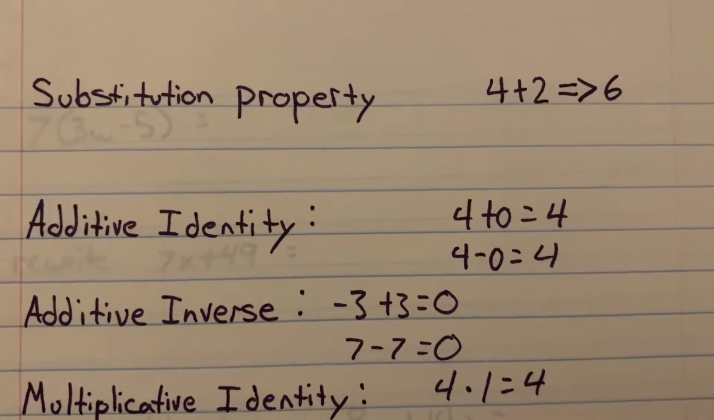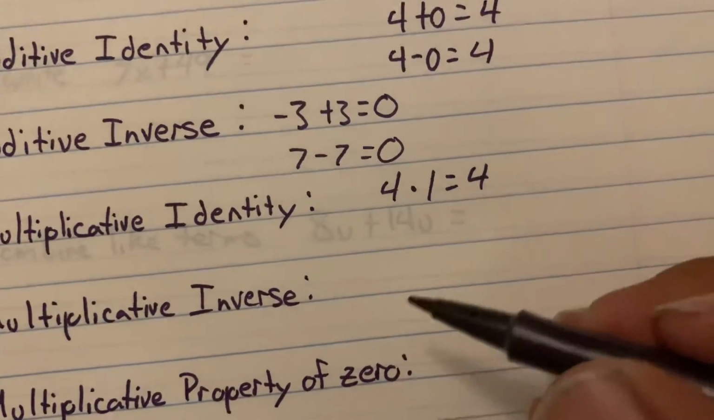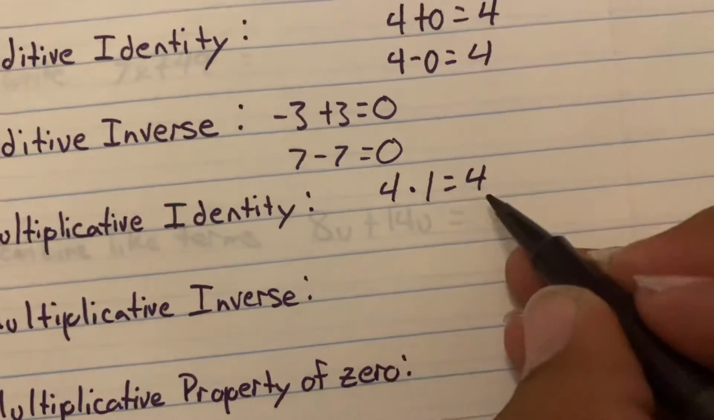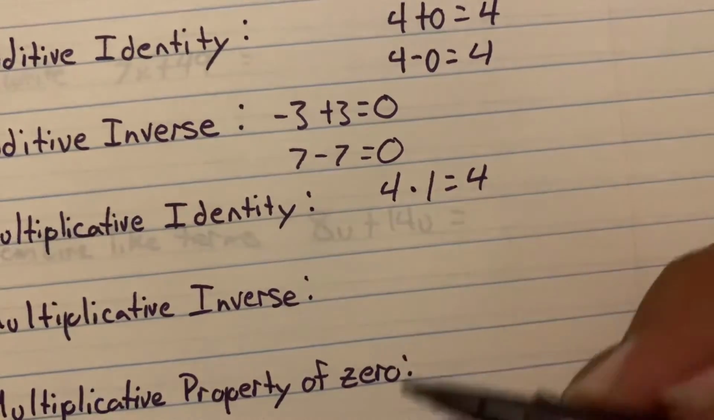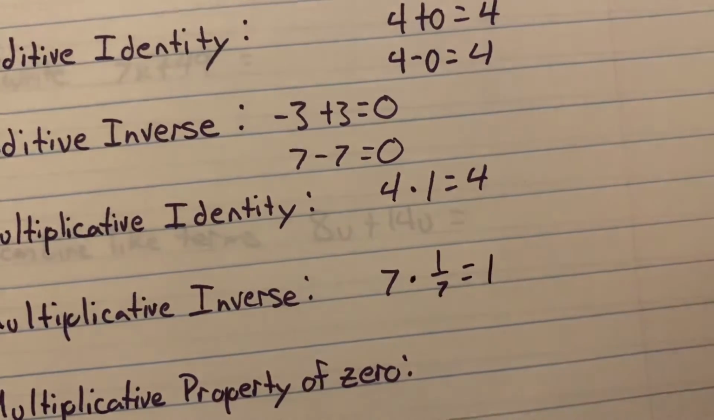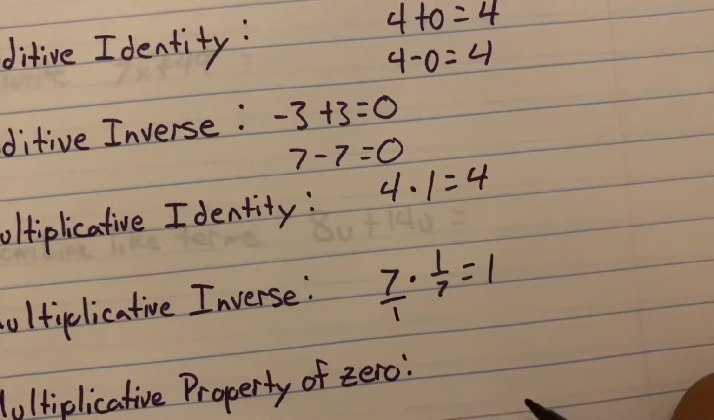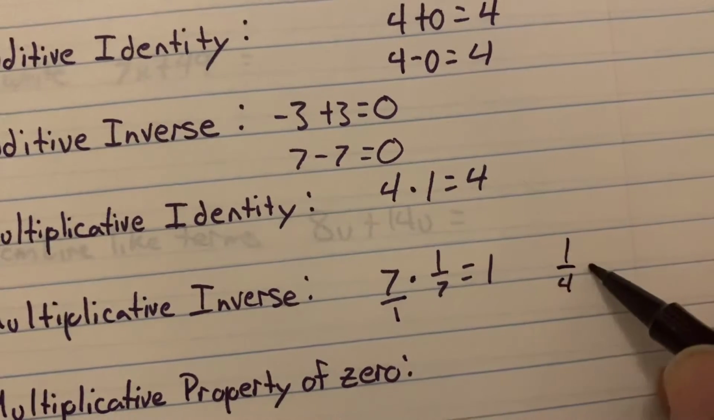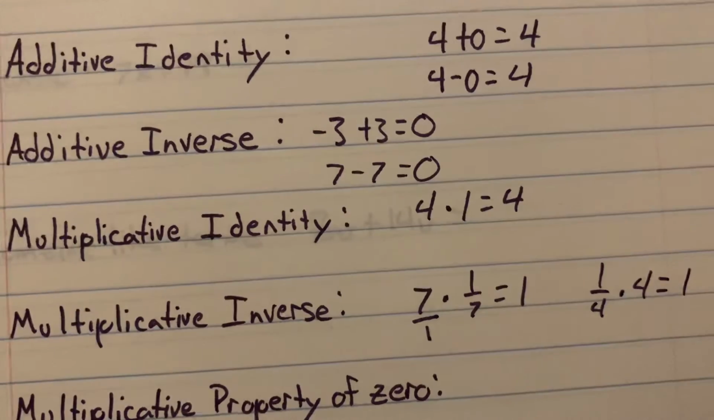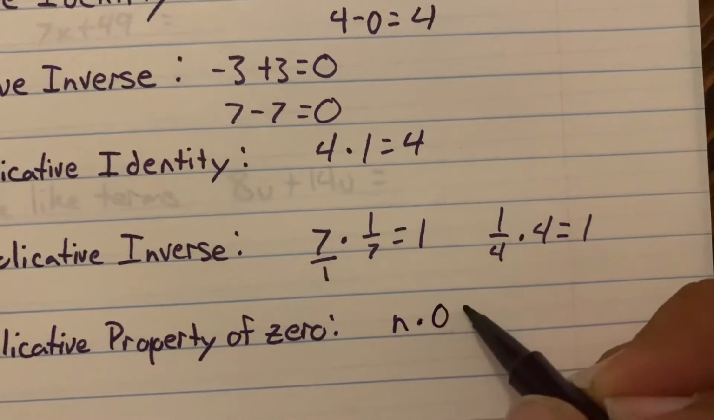Multiplicative inverse is when you multiply by its inverse, meaning you are multiplying by its flipped version. In this case, here it's the opposite side of the number line. Inverse means it's flipped. So 7 times 1/7 equals 1. See? So in reality, 7 actually has a 1 underneath it. So when you flip it, it becomes 1/7. So 1/4 times 4 equals 1. That's a multiplicative inverse. Multiplicative property of 0 is pretty simple. Any number times 0 will equal 0.